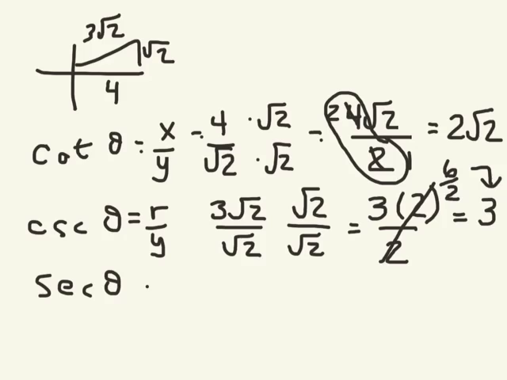And finally, the secant, which is r over x. So 3 root 2 over 4, and you're probably happy with that one because there's no need to reduce it.